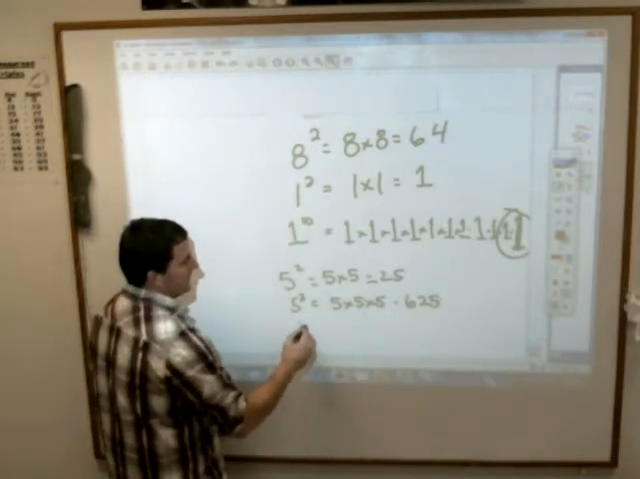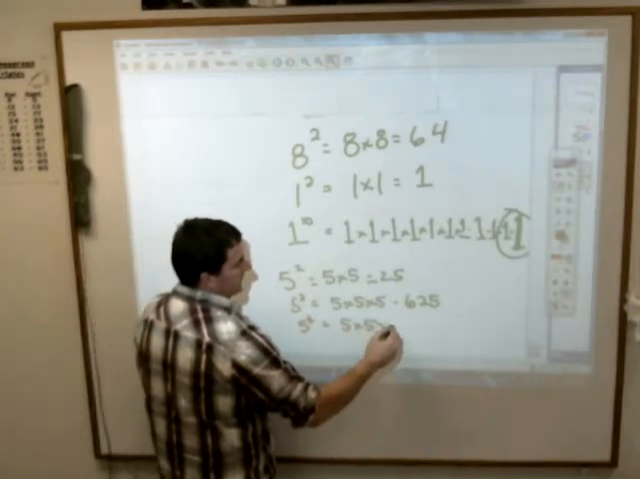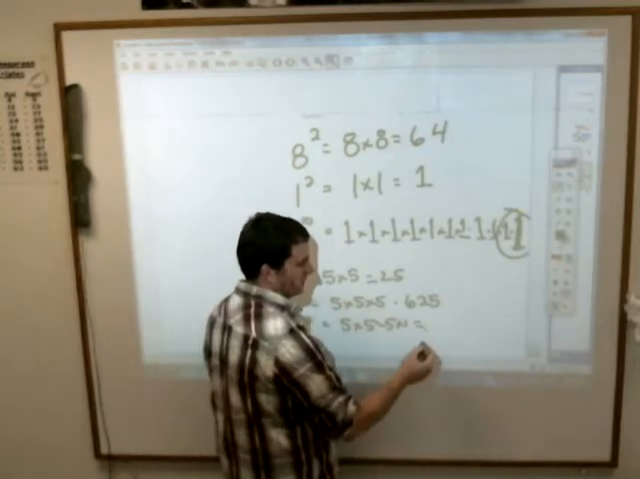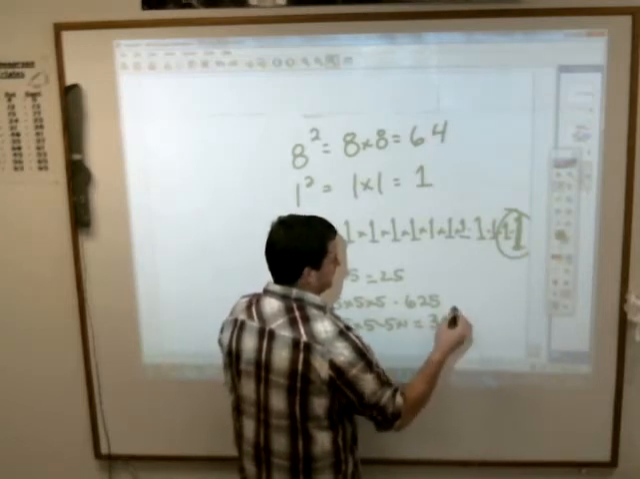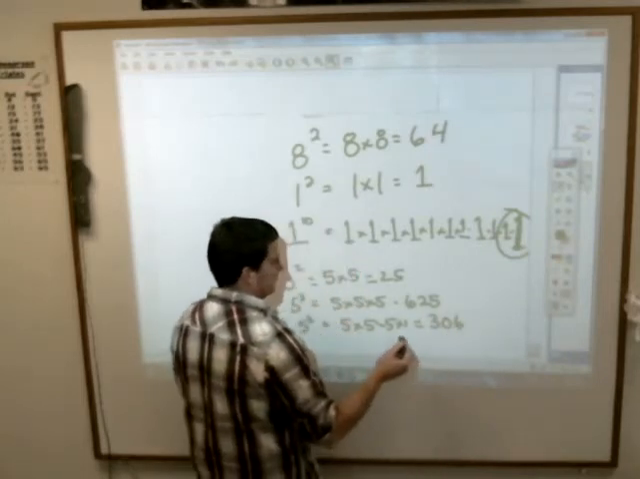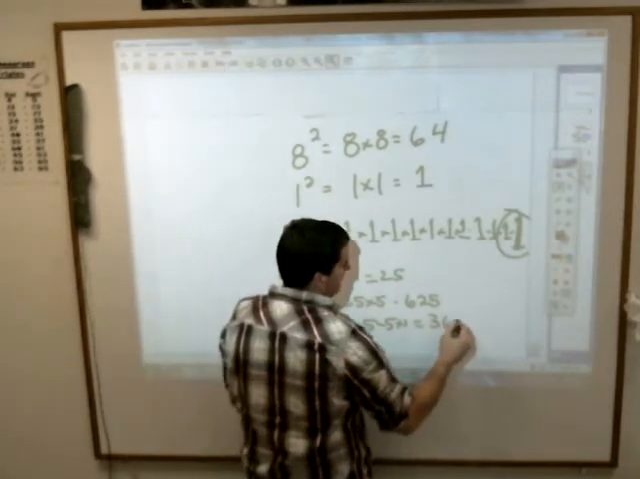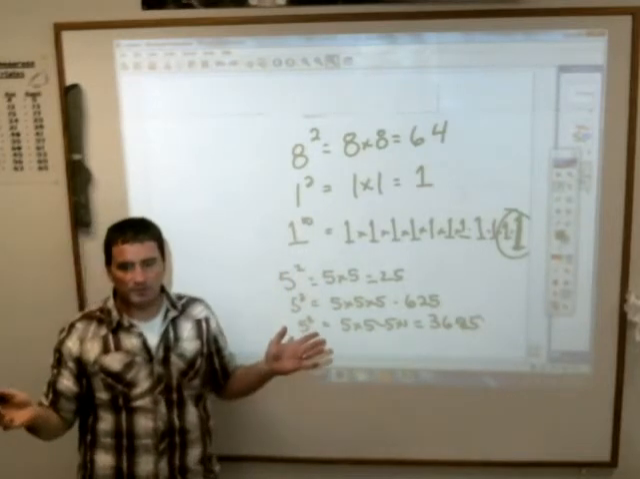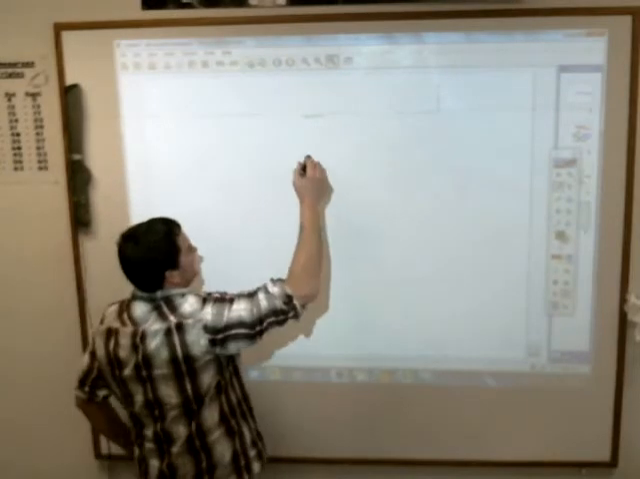625. And 5 to the fourth power, if you start multiplying another 5 times that, you end up with, well, 5 times 625, which is what? 3,125, I believe. Oops, 3,125. Okay. Could you imagine, if we kept going with this, even 5 to the 10th power, you know how big 5 to the 10th power would be? Very large.